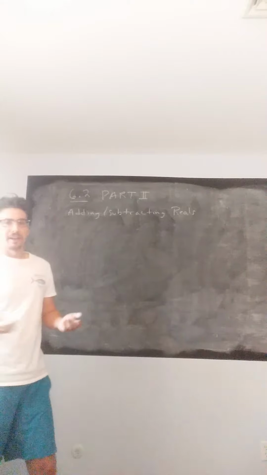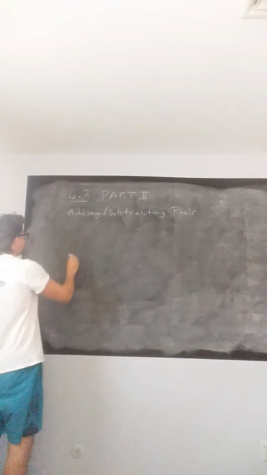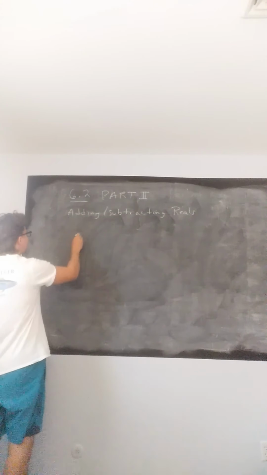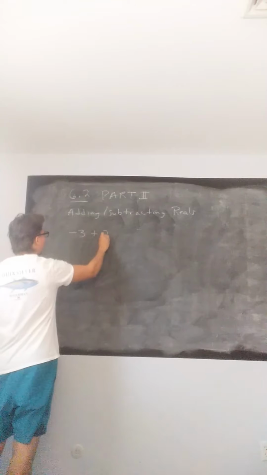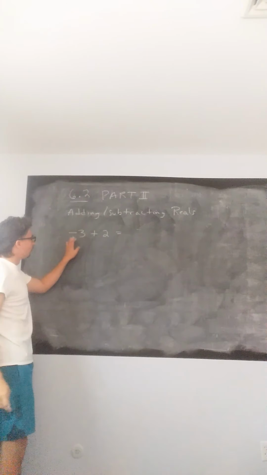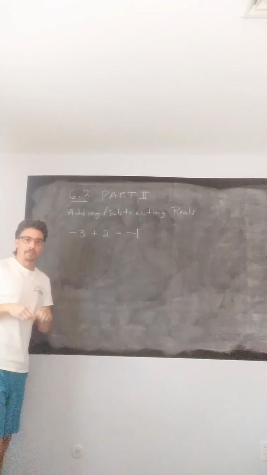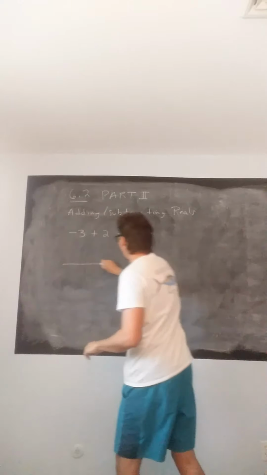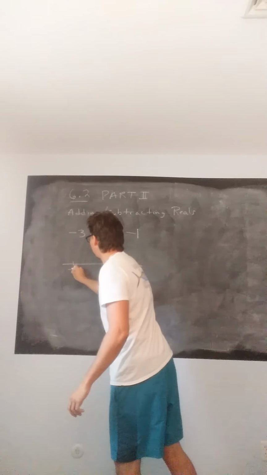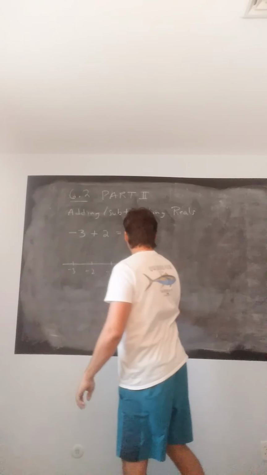So it's nice you have a calculator, but I do want to show you again how this works. Let's say, for example, we want to add two numbers like -3 and a +2. Well, -3 plus 2 is -1. Now, concretely, what does this mean? This means that if you look at a number line, here's -3, -2, -1, 0, 1.